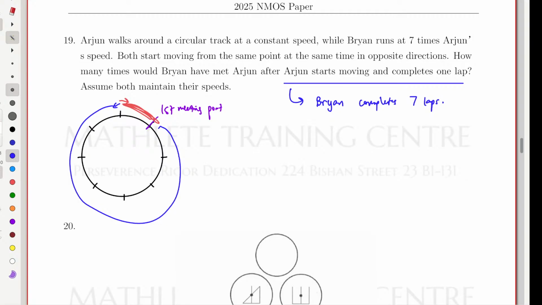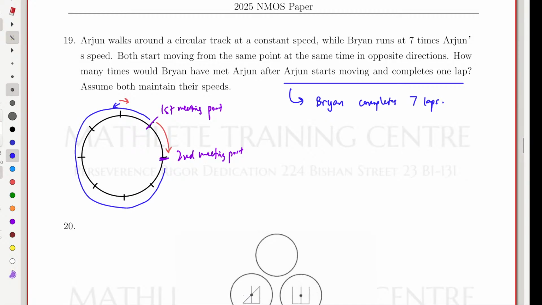Now, same thing. From the first meeting point, where is the second meeting point? If you go and figure out, you can see that this line over here will be the second meeting point. Because once again, Arjun moves this little part here, and Brian goes around 7 over 8 of the circle. So from there, you can continue on. You can see that this part here will be the third meeting point. This part here will be the fourth meeting point. Fifth, sixth, seventh, and finally, when Arjun comes back to the start, he completes one lap, and that will be the eighth meeting point. So the answer is 8.